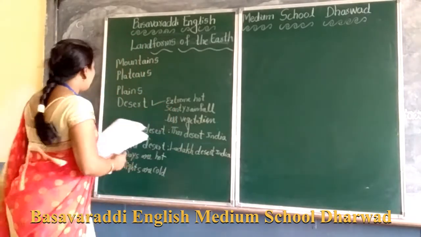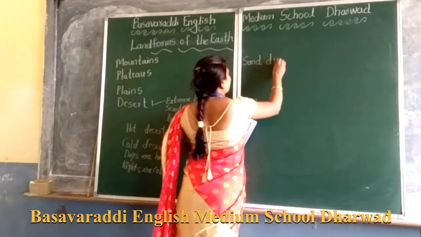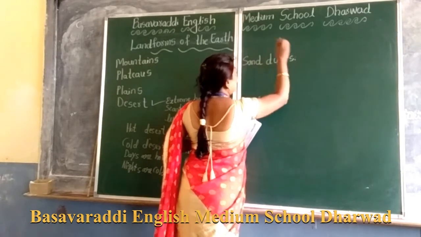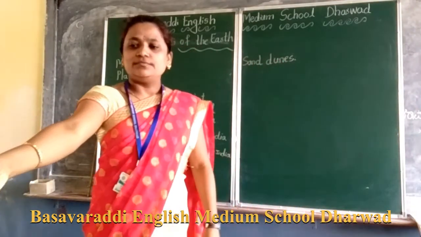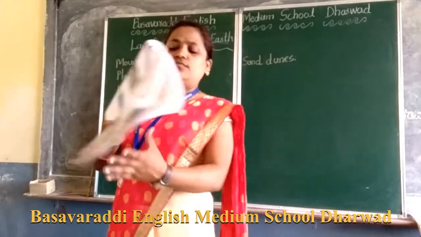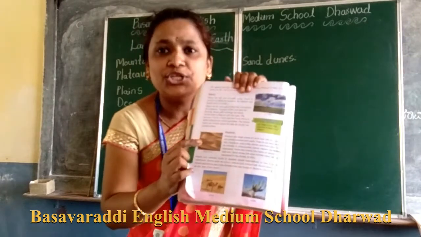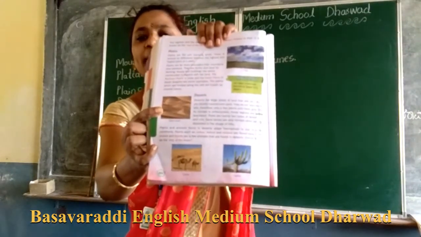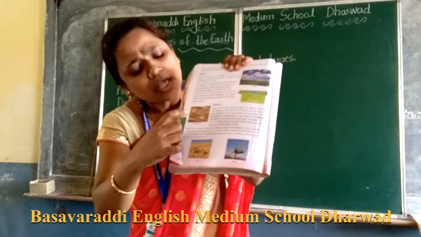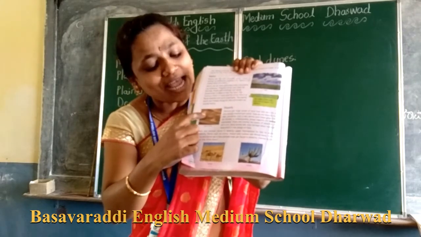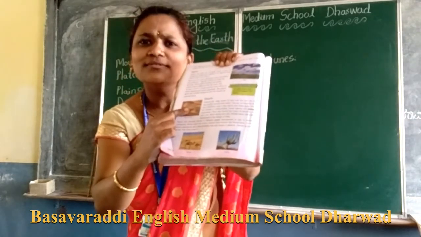What do you mean by sand dunes? Let's discuss sand dunes. I will show an example of sand dunes. See here, I will show an important example of sand dunes. Have you observed the picture? In this desert region, so many small sand hills are there. Is it not? Then how are they formed?